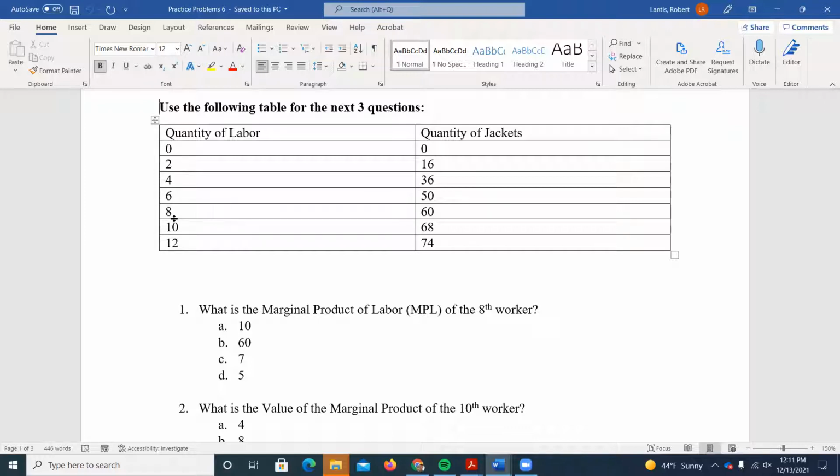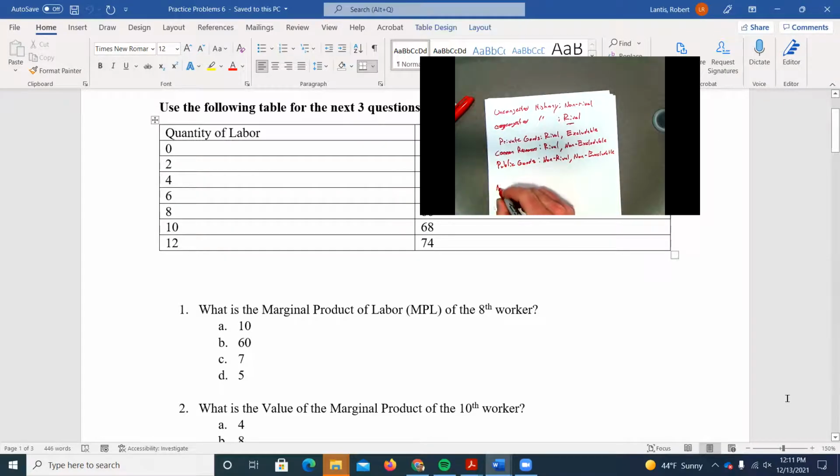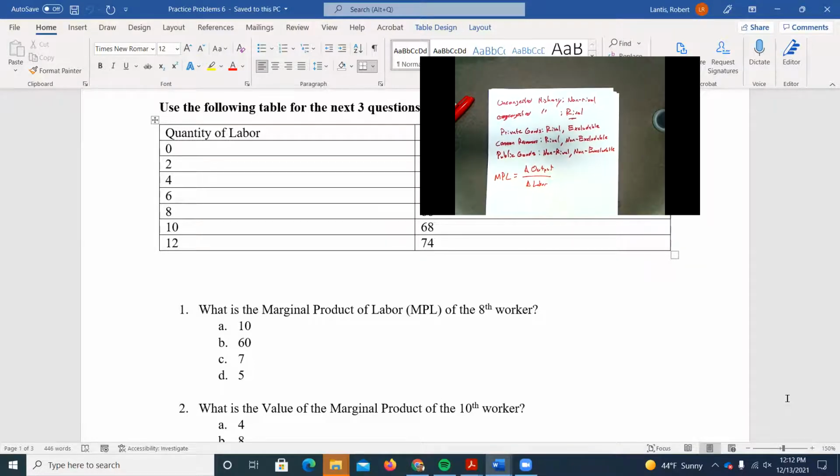So let's say we had this table where it gives us the quantity of labor and how much that labor is producing, right? The quantity of jackets, some good. How would I calculate the marginal product of labor for the 8th worker here? The marginal product of labor is just our change in output divided by the change in the quantity of labor.